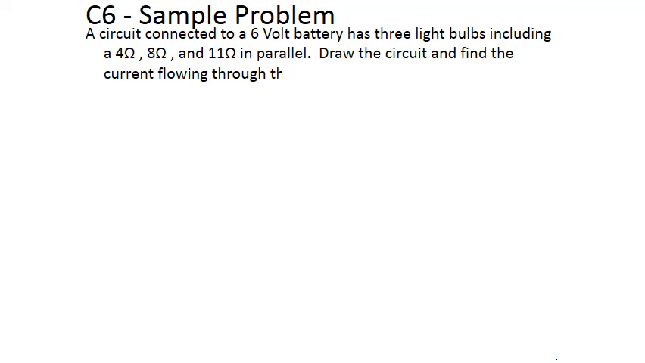So, a circuit is connected to a 6-volt battery or cell, with 3 light bulbs, a 4, 8, and 11 ohm, in parallel. And we want to draw the circuit and find the current flowing through the circuit.